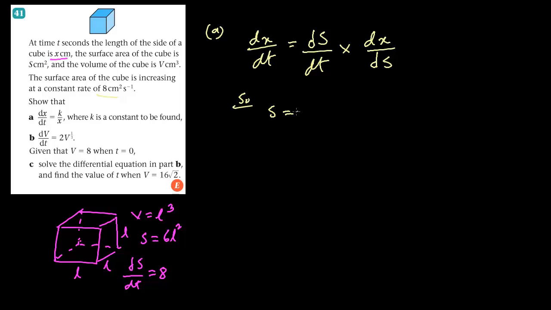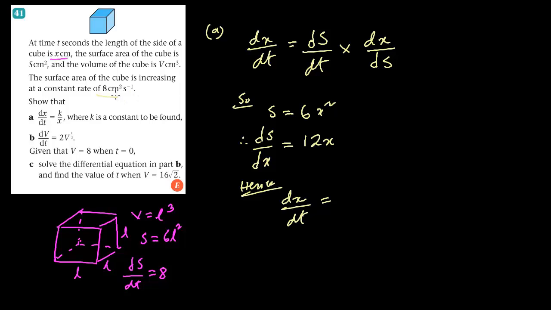So let's start with the surface area. Surface area is 6l squared, so here the side is x, so 6x squared. The derivative would be ds by dx equals 12x. That is the derivative. Now we don't know the value of x, so we are going to have the expression. Hence dx by dt equals ds by dt, which is 8, times dx by ds, which is the reciprocal of ds by dx, so 1 by 12x.